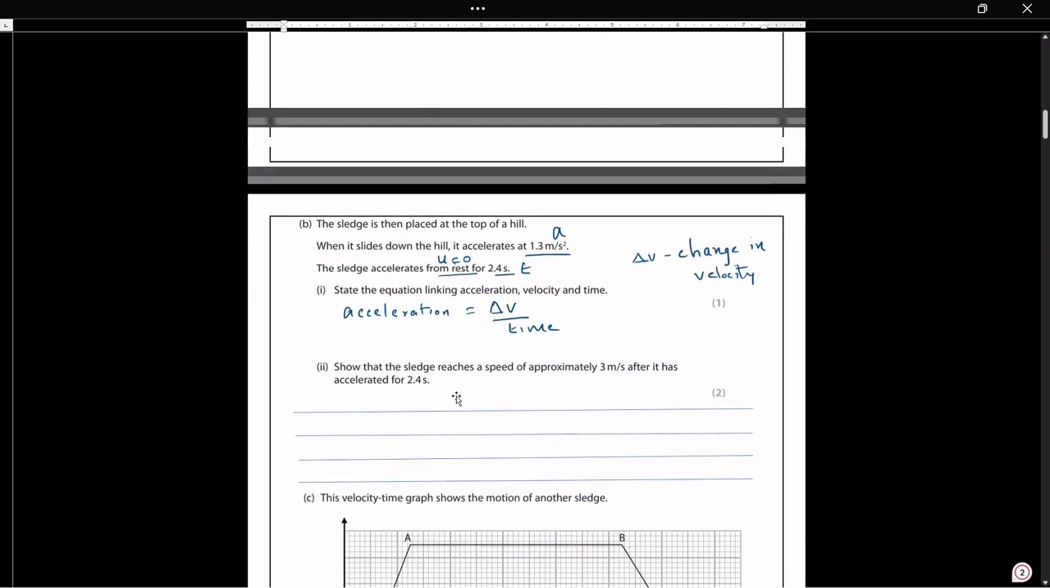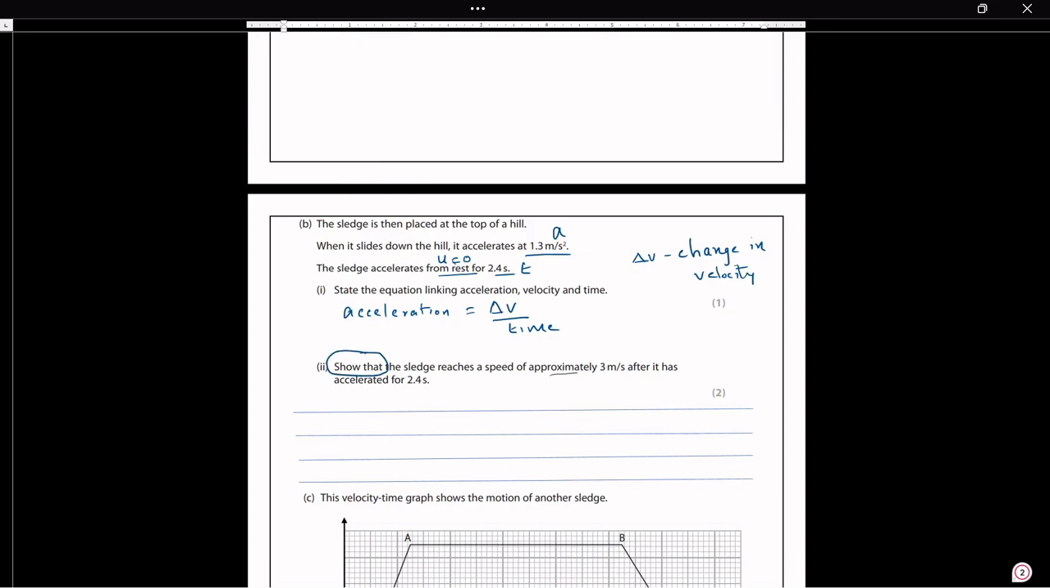Then show that the sledge reaches a speed of approximately 3 meters per second after it has accelerated for 2.4 seconds. Show that means you have to get the answer. It reaches a speed of 3 meter per second means the final speed v. So we have to calculate the final speed v and you have to get it as 3 meter per second. Please remember, in this type of show that questions, the given data is not to be used in your calculation. That is the answer you have to get.